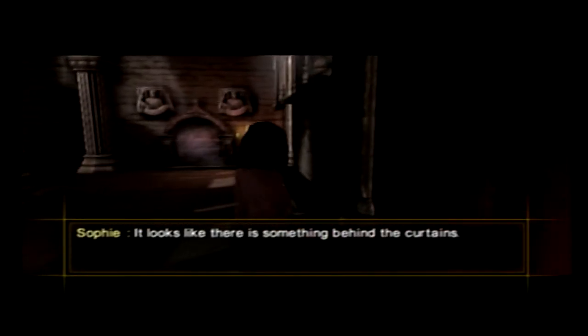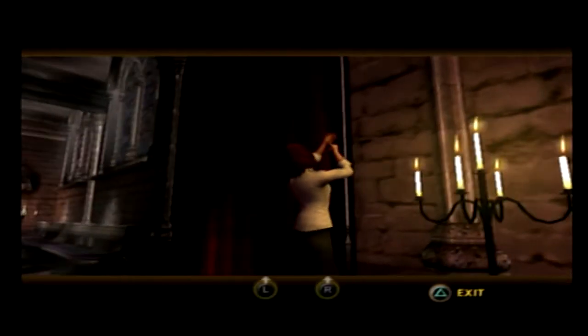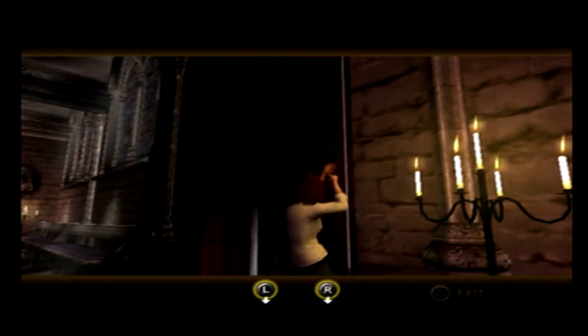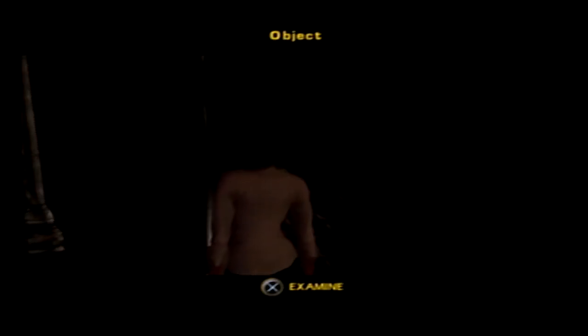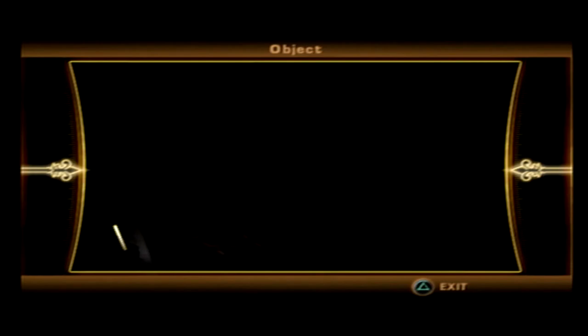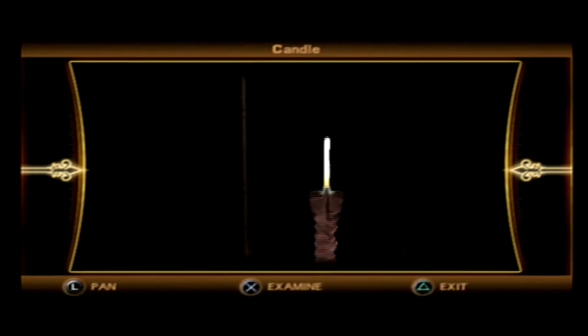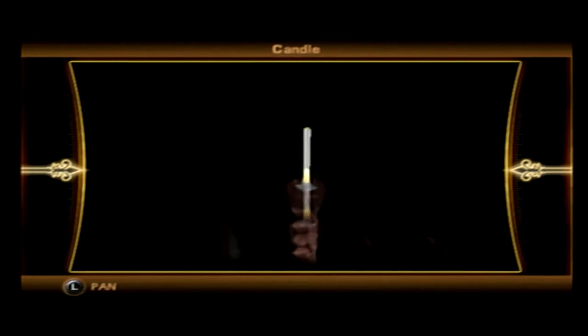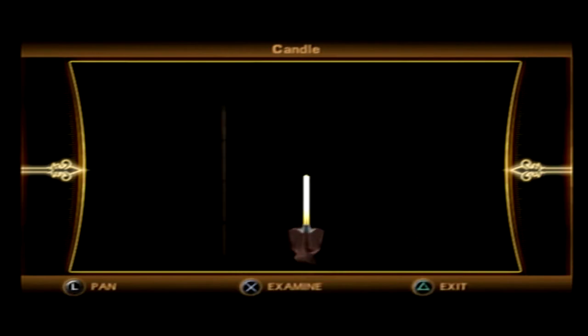It looks like there is something behind the curtains. Object! I cannot make this out. I need more light. Oh, look, a candle. Wait. I got no inventory.